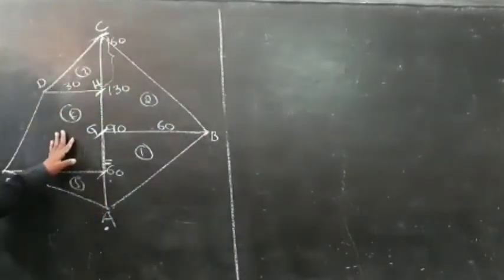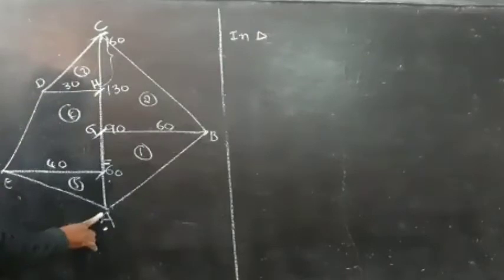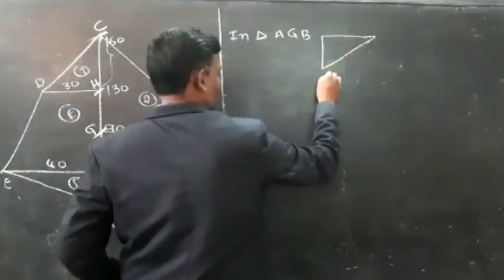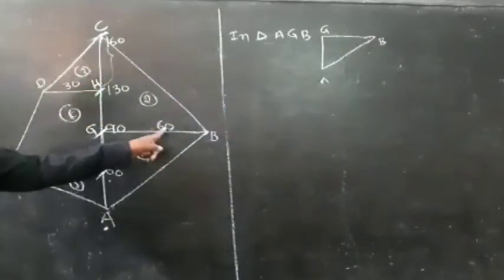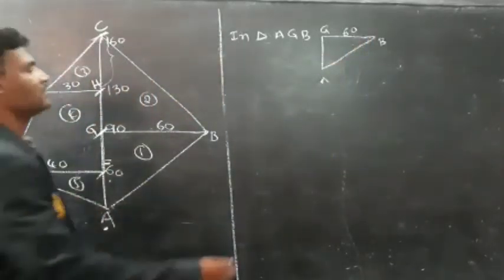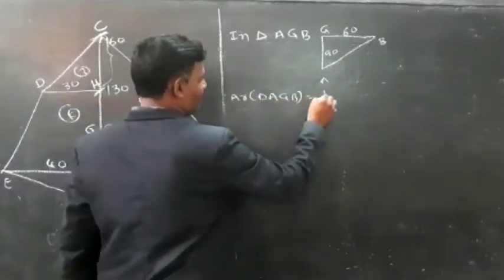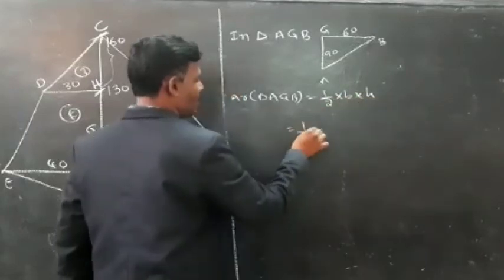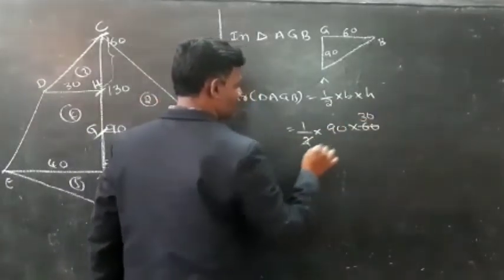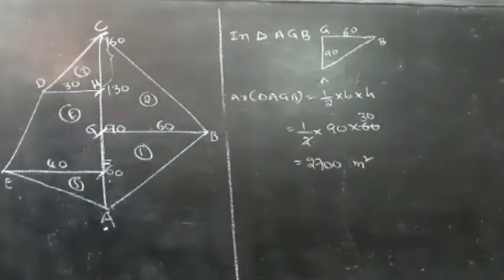The given field is a combination of five figures. First you find the area of this triangle. What is the first one? Triangle AGB. It is like this: here A, here G and here B. BG is equal to 60 meters. Then AG is equal to 90 meters. Area of triangle AGB is equal to half into base into height, half into 90 into 60. 9 threes are 27. So 2700 meters square. The area of AGB is 2700 meters square.